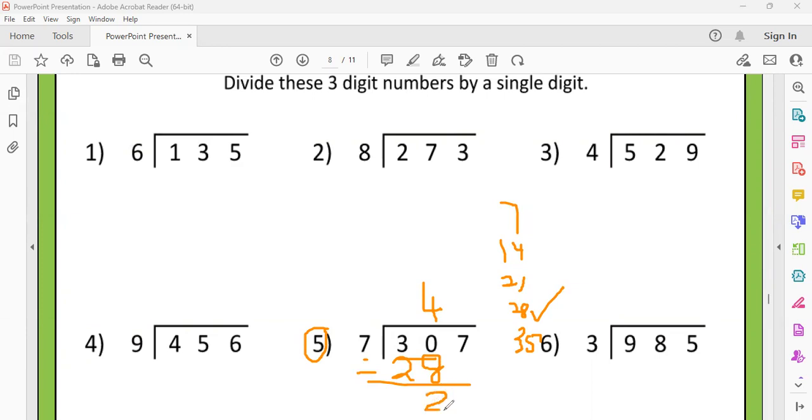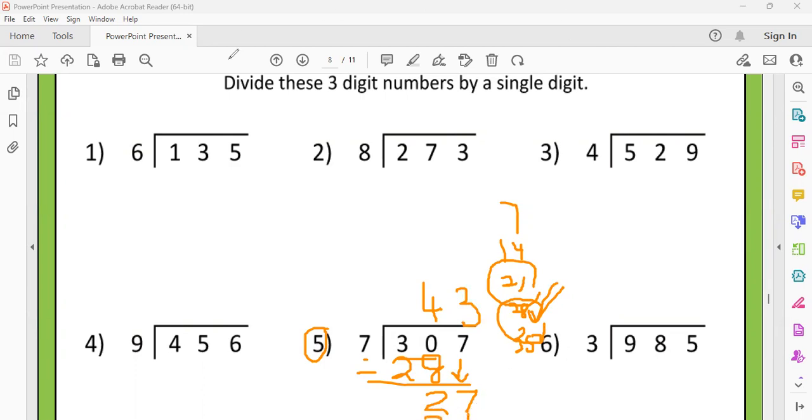I have a balance of 2. Bring down then the 7. Okay, so now I have 27. And again, I can still use only 28. Oh, I can't use 28, darlings. We'll have to use 21. So that's going to be 3. And then you put your 21 at the bottom here.